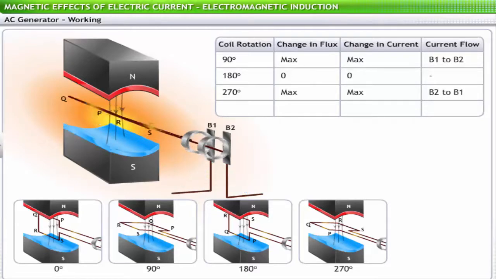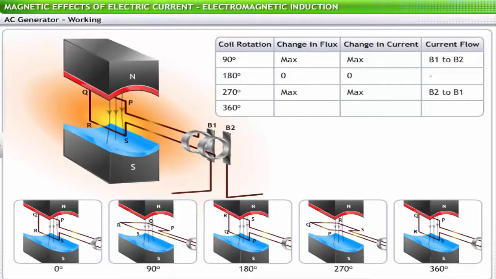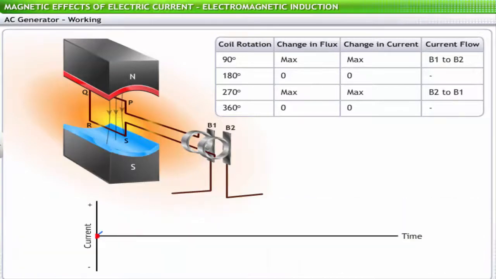On turning further by 90 degrees, the coil completes one rotation of 360 degrees. The change in flux with respect to the initial position is zero at this point. Hence, the current falls in the same direction and becomes zero. Thus, the current rises and falls for every 180 degrees of rotation of the coil in opposite directions alternately. The faster the coil turns, the greater the frequency of the current produced by the generator.